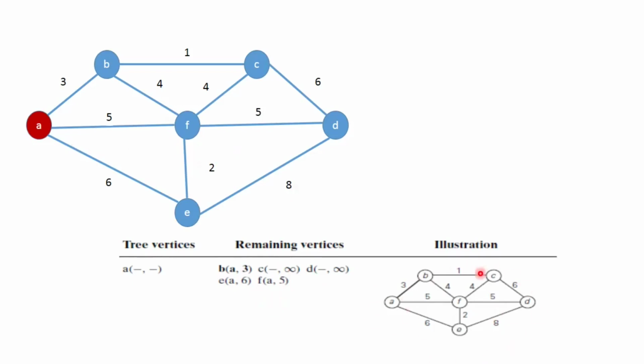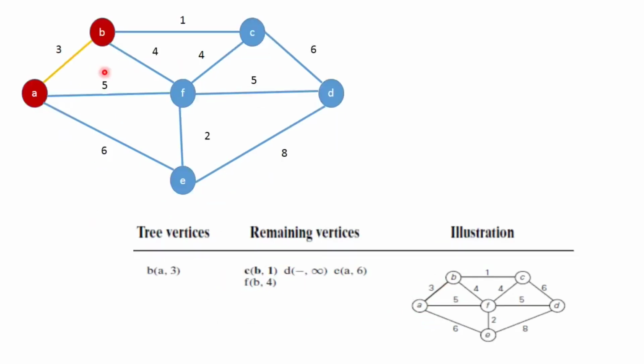And here in the illustration I have darkened the AB line because that is the minimum among the remaining vertices. B gives the minimum edge distance compared to all other vertices. So that's why I have darkened it. You can see that here I have darkened A and B.